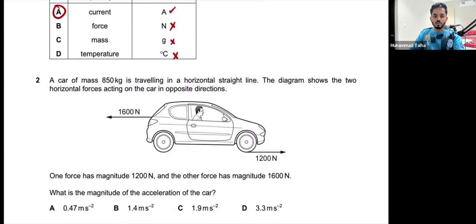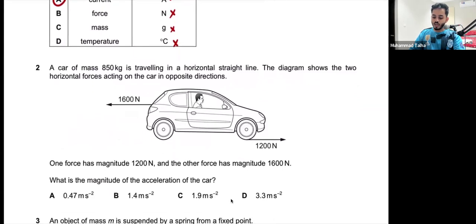Let's have a look at question number 2. A car of mass 850 kg is traveling in a horizontal straight line. The diagram shows the two horizontal forces acting on the car in opposite directions. So we see a 1600 Newton force, which is to the left, a 1200 Newton force, which is to the right. So obviously, the resultant force is to the left. So the acceleration would also be towards the left, right? That's what Newton's laws tell us.